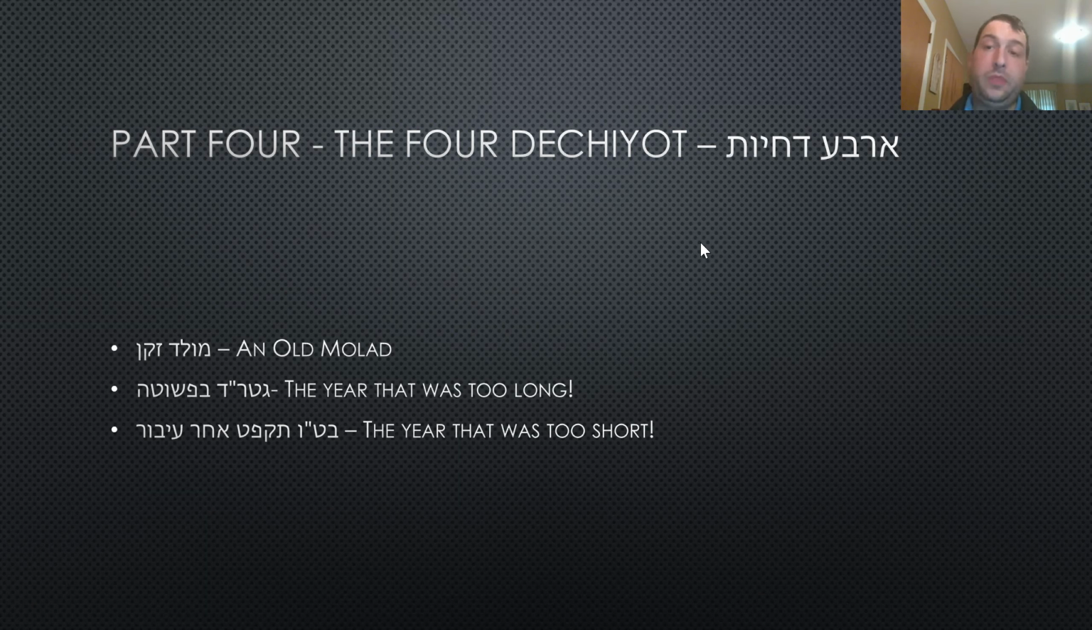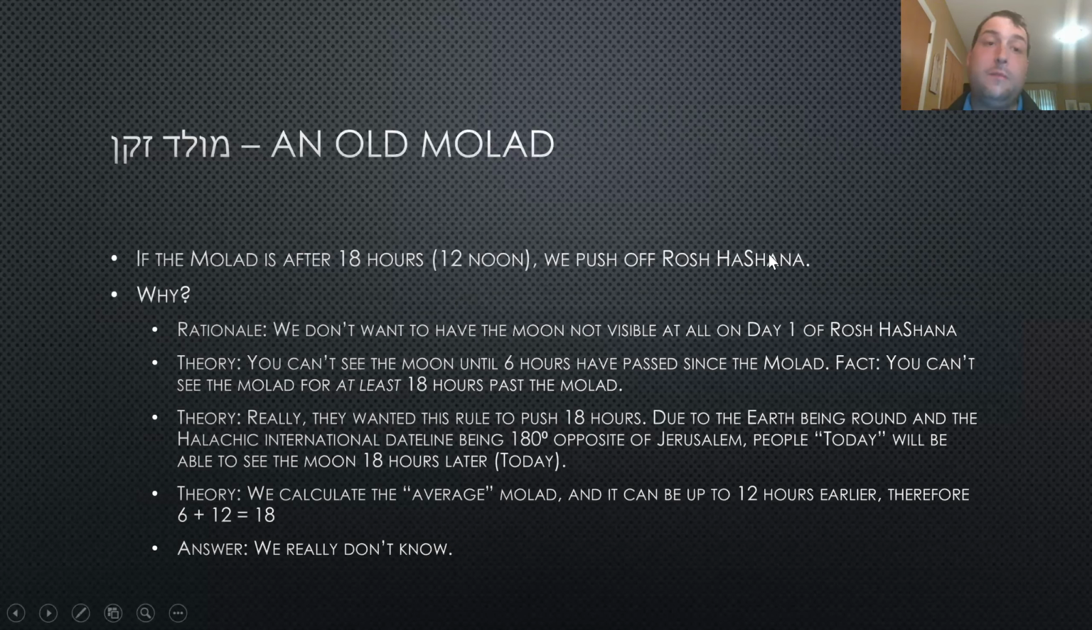So the first rule is called Molad Zaken. If the molad is after 18 hours into the day, which is 12 noon, then we push Rosh Hashanah off to the next day. So why is this the case? Well, there's a lot of theories as to why this is the case. We don't want the moon to be visible at all on day 1 of Rosh Hashanah. That's the rationale. So there's a theory: you can't see the moon until 6 hours have passed after the molad. But the reality is you can't see it for much more than that after the molad, at least 18 hours.